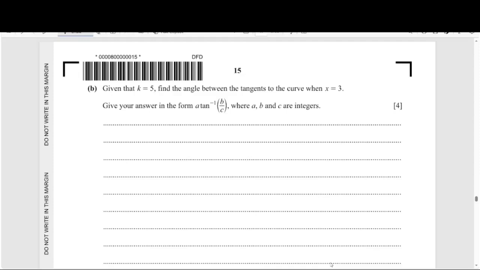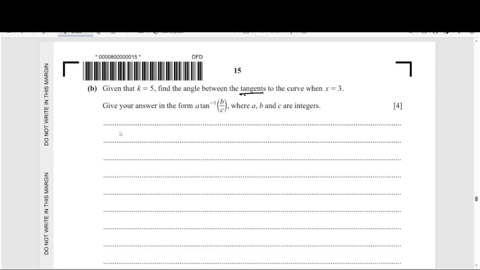Now, number 10b, given that k is equal to 5, find the angle between the tangents. So with an s, it means that there are two tangents to the curve when x equals 3, and we need to find the angle between them. And the answer must be given in the form a tan inverse of b over c, where a, b, and c are integers. So let's go back to the question.